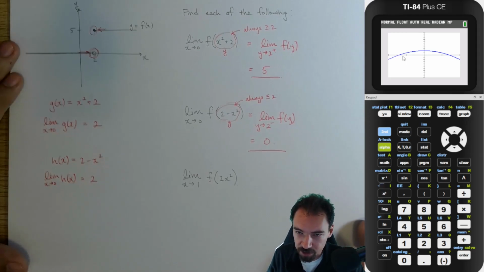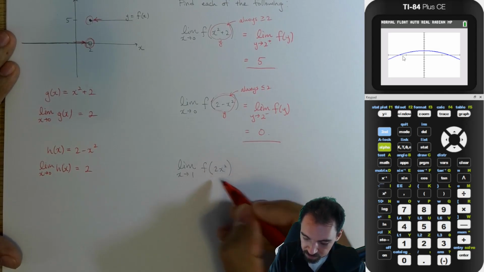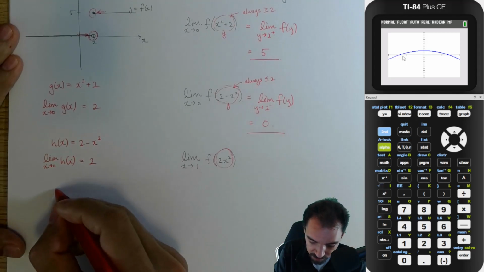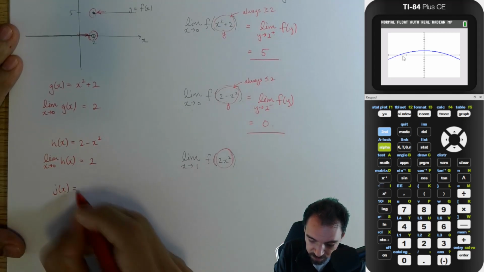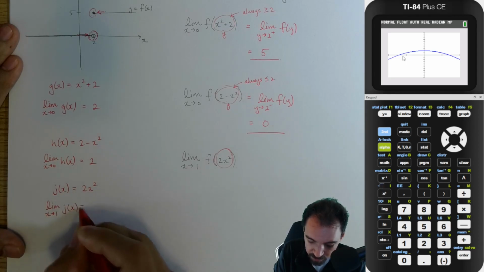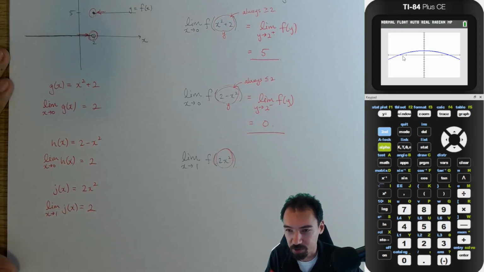Once again, I can evaluate this limit. Now finally, if I go over here and say, okay, this time, this right here, we'll name this something brand new. We'll call this j of x. J of x is equal to 2x squared. I can take the limit as x approaches 1 of j of x. This is continuous. Plug in the 1, I get 2. A lot of 2's. It's on purpose, I promise.